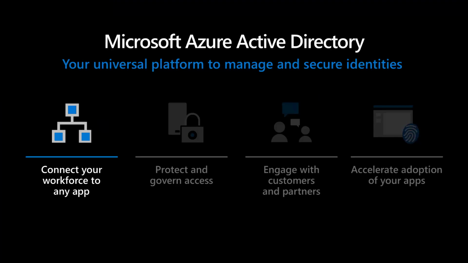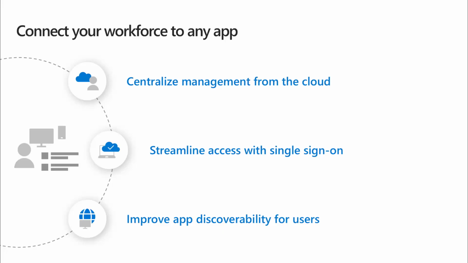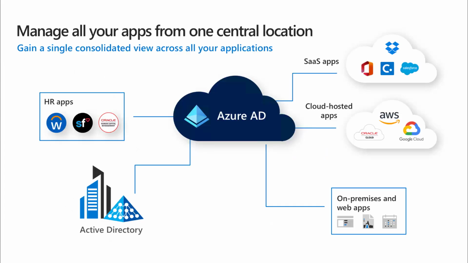And if you remember, there are 4 pillars in Azure Active Directory. Now, when we talk about connecting your workforce to any app, I'm really talking about 3 different things. Centralizing your management of all your apps from the cloud using a single pane of glass. Then giving your users an amazing end user experience to streamline their access to those apps using single sign-on. And then improving the ability for users to do self-service and discover those apps with their own access.